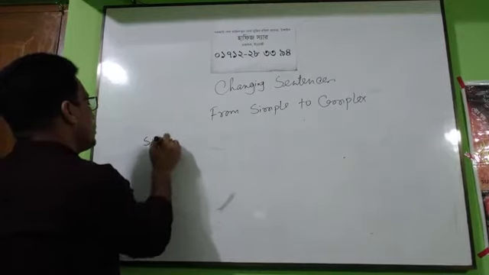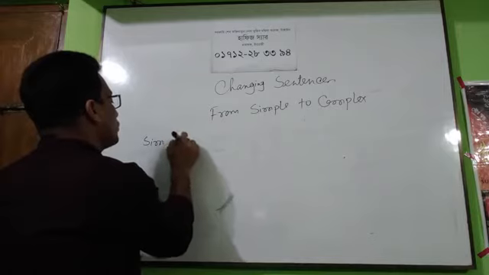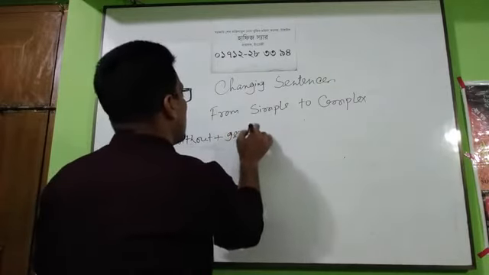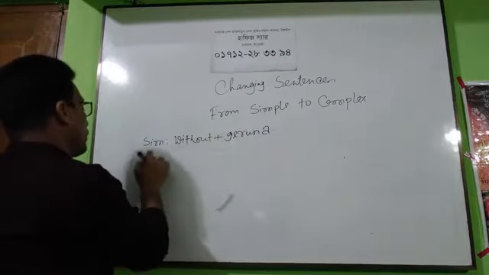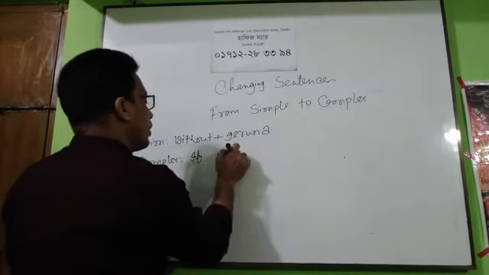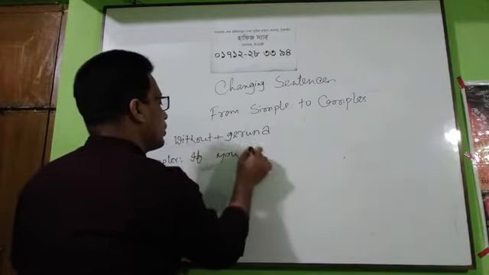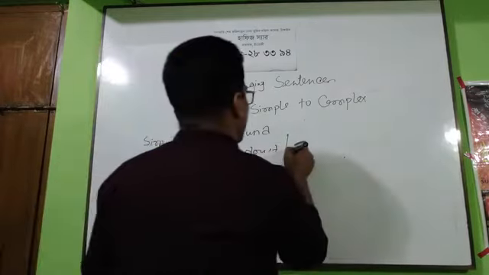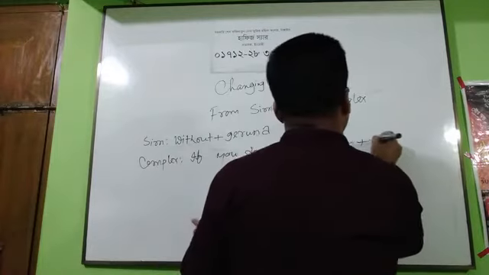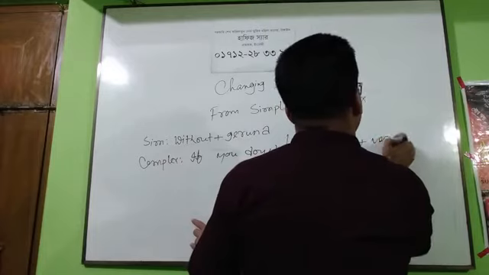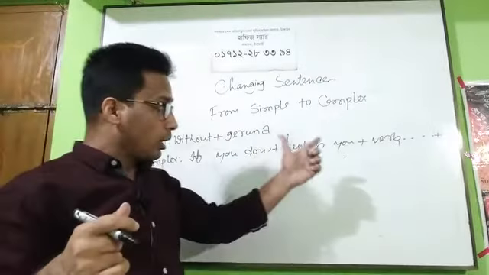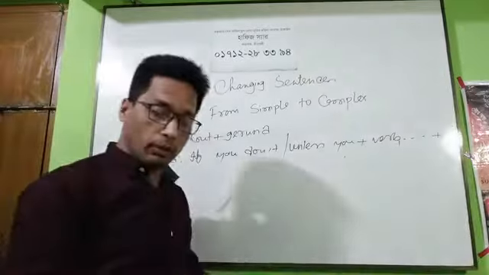Simple: without plus gerund. And then complex: if you don't, or unless you, and then subject, unless you plus verb 1, plus the other object. Another clause, the principal clause.